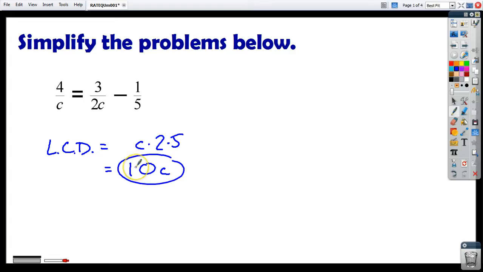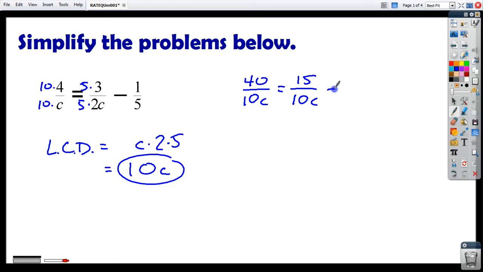So our job here is to make all the denominators the same. First one, here we've got c. I want to change it to 10c. So my best move here is just multiply top and bottom by 10. I'm going to rewrite it over here. So on top I get 40 over 10c equals. Now this one, 2c. To change that to 10c, I'd have to multiply by 5. And of course what I do to the bottom, I do to the top. So I get 15 over 10c.